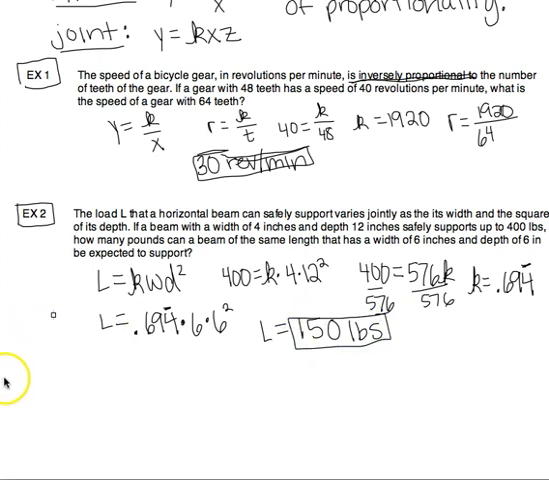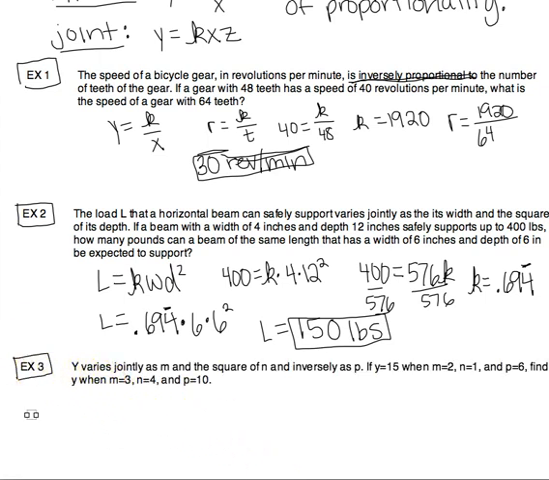All right, believe it or not, we actually only have one more. So let me type that out. All right, so here's the last one, and it's not a real life situation, so not quite as many words to deal with, but we do have a lot more variables going on in this one. So with this variation, it says y varies jointly as m and the square of n, and inversely as p.